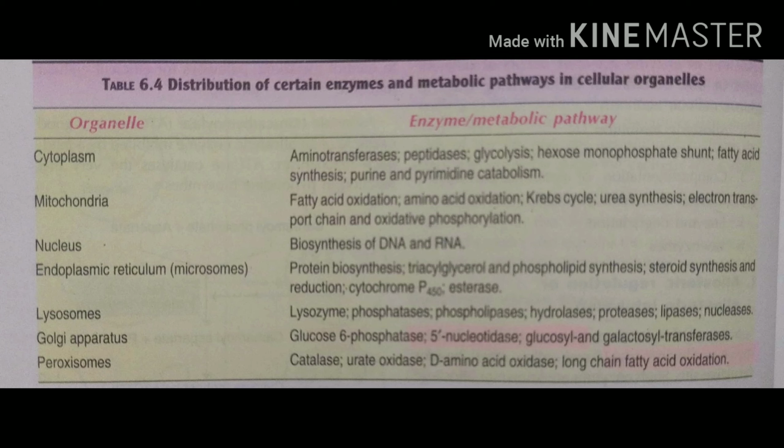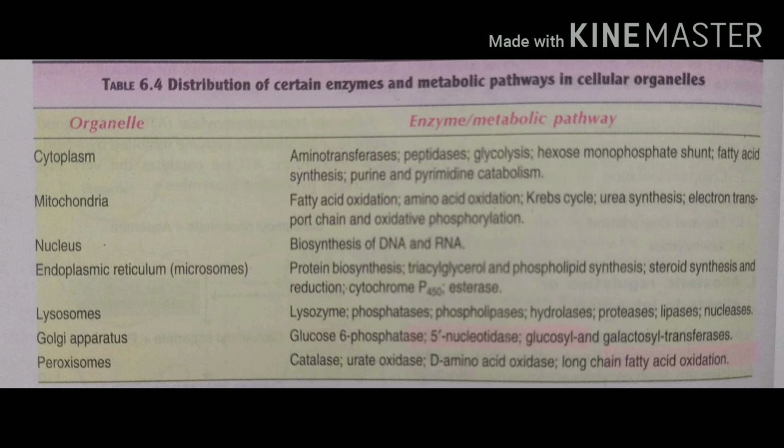Now in this table, different metabolic pathways are given which occur in which organelles. First organelle is cytoplasm. In cytoplasm, fatty acid synthesis takes place and purine pyrimidine catabolism, means breakdown, takes place. In cytoplasm, aminotransferase, peptidase, glycolysis and HMP shunt occur. Second organelle is mitochondria. In mitochondria, fatty acid and amino acid oxidation takes place and metabolic pathways are Krebs cycle, urea synthesis, electron transport chain and oxidative phosphorylation occur.